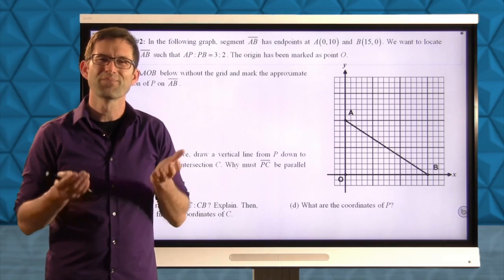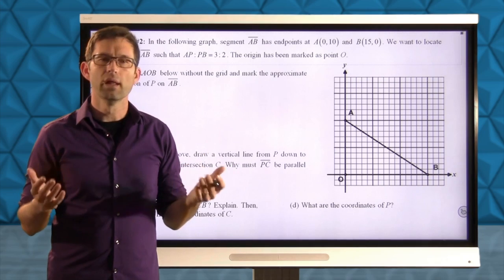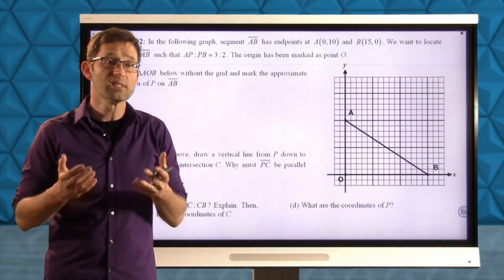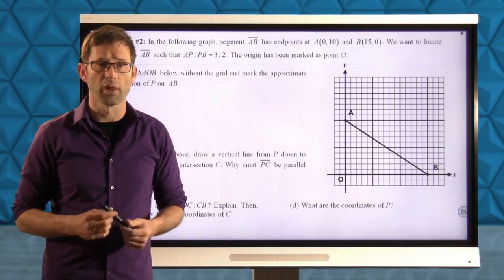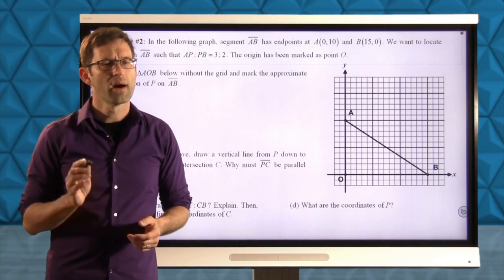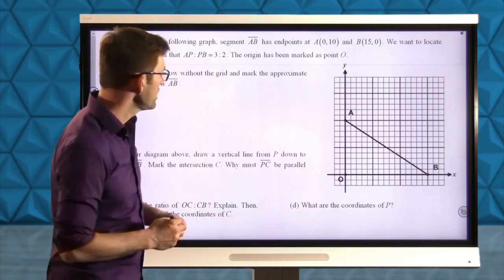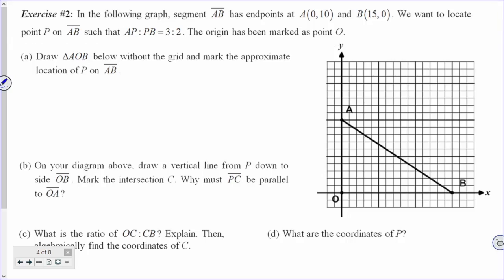So the question is, how do we find point P without getting really messy with the distance formula? You could conceivably do this using the distance formula, but given that that involves square roots and squaring and all sorts of things, I don't think we want to go there yet. So let me walk you through how to do it. Letter A. Draw triangle AOB without the grid and mark the approximate, not the appropriate, but the approximate location of P on AB. All right, so let's do this.